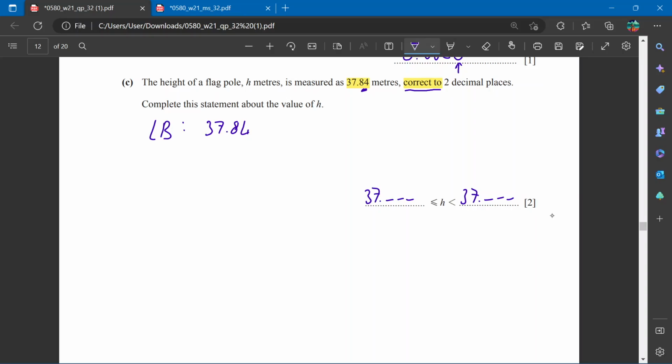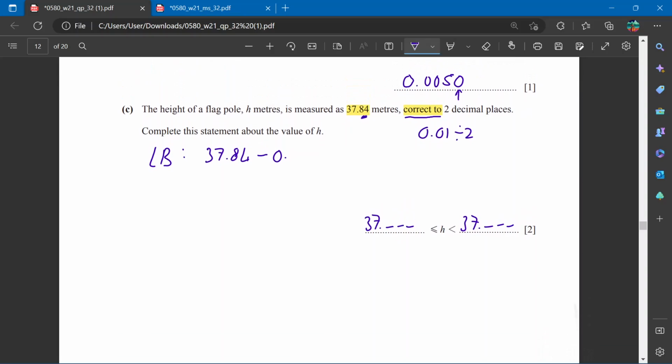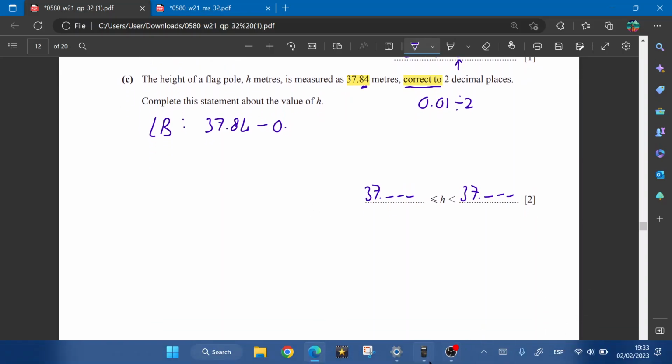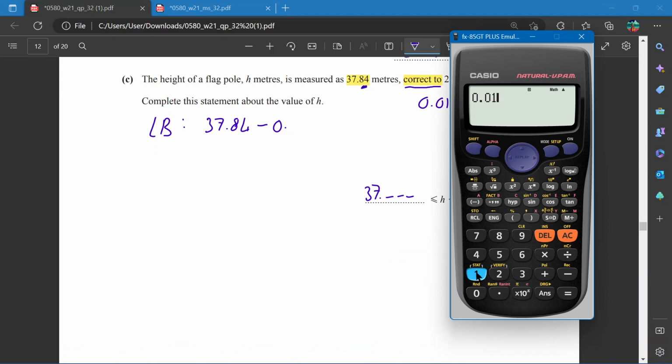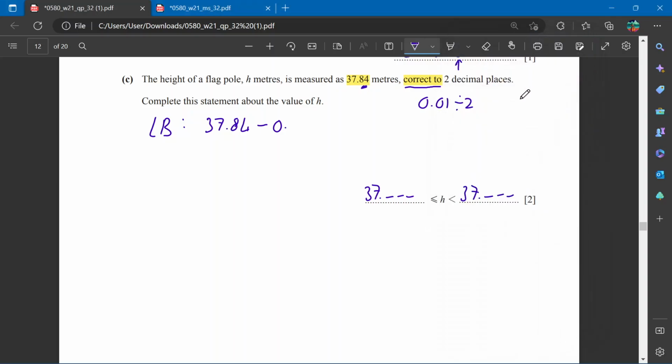What is the smallest number we can write that will round up to 37.84? One way to help you find what you need to subtract here is write a number to 2 decimal places. 0.01, that is 2 decimal places. Always take that, divided by 2. Okay, I wish I could show you more questions. We could practice this. What do you get? 0.01 divided by 2, 0.005. See, 3 decimal places. That's what you need to subtract.